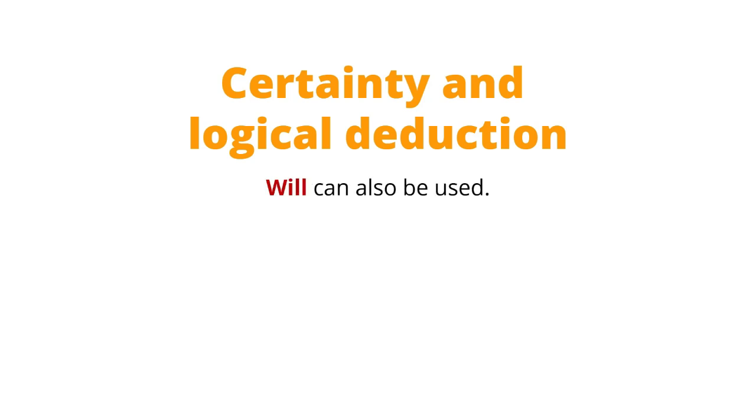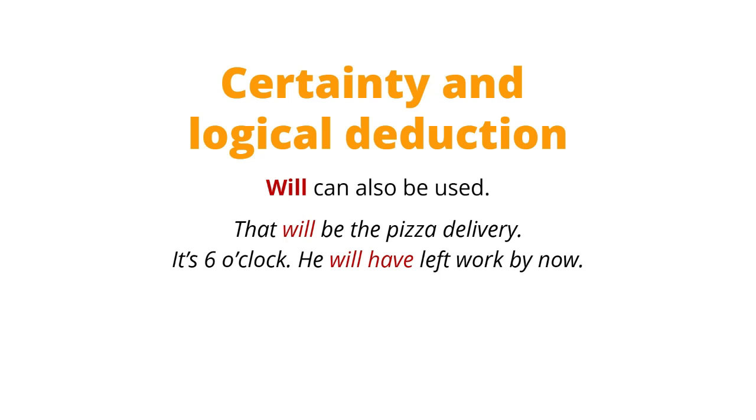You can also use will in certain situations. That will be the pizza delivery. Okay, imagine somebody phoned for a pizza half an hour ago and then there's somebody knocking on the door. You'll say, that will be the pizza delivery, or that must be the pizza. It's 6 o'clock. He will have left work by now. There's will with have referring to the past.